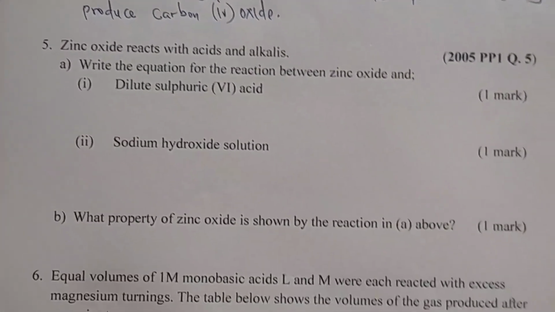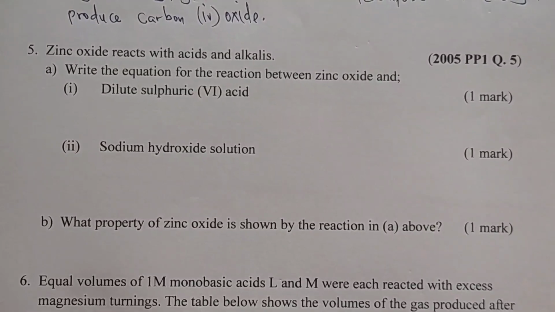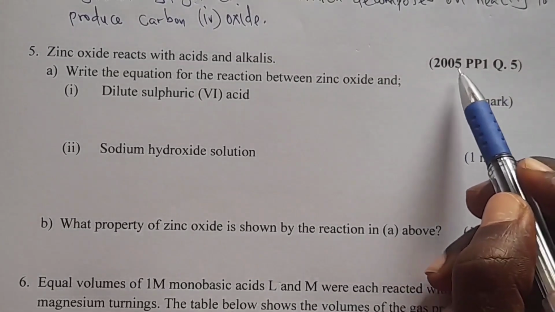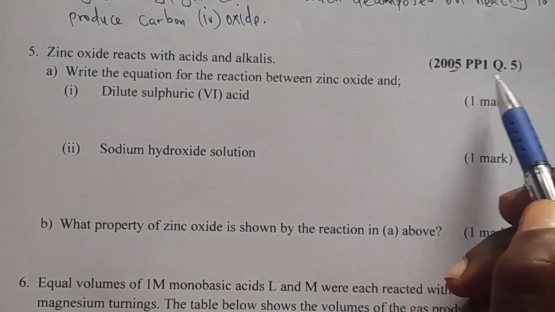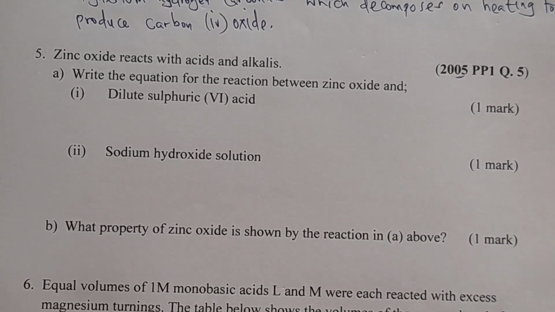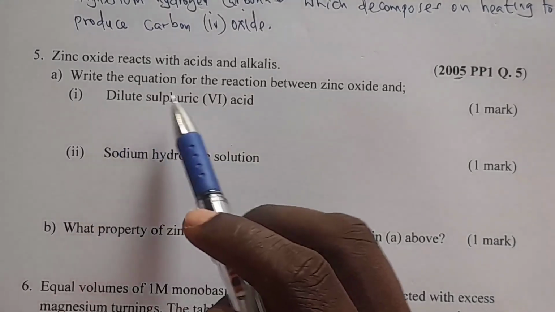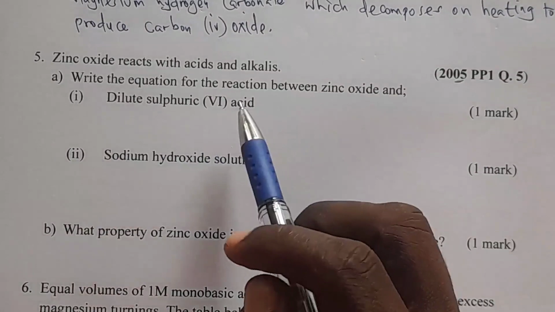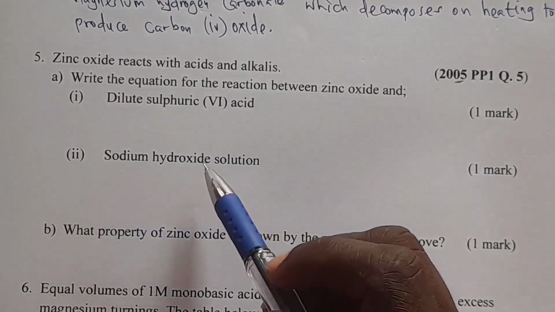We go to question 5. We are told zinc oxide reacts with acids and alkalis. So this question was in 2005, chemistry paper 1, question 5. So we are told zinc oxide reacts with acids and alkalis. Then we are told A, write the equation for the reaction between zinc oxide and, from year 1, dilute sulfuric acid, from year 2, sodium hydroxide solution.